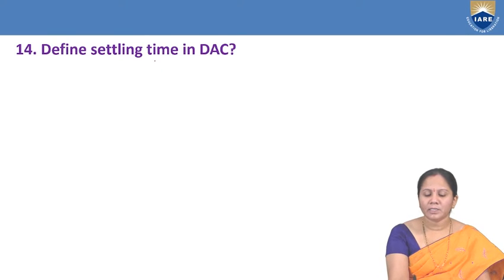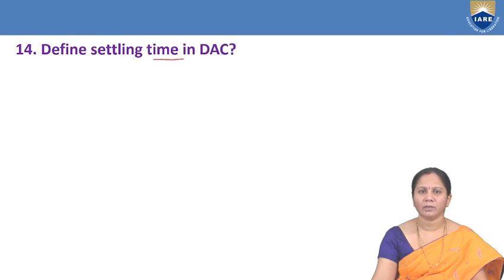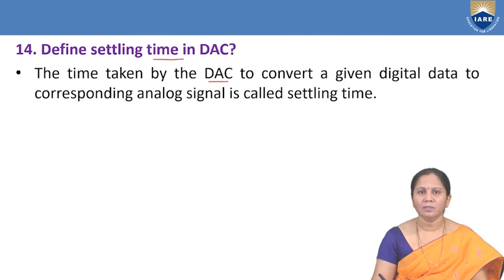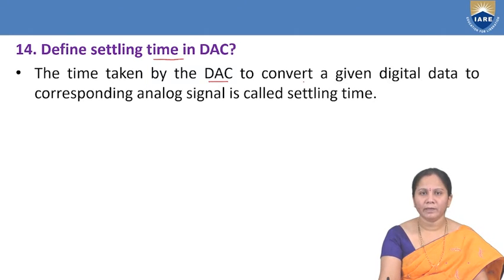And next, define settling time in a digital to analog converter. What is meant by settling time? In order to convert a digital signal to an analog signal, the IC takes some time, which is called settling time. So the time taken by the DAC to convert a given digital data to the corresponding analog signal is called settling time.